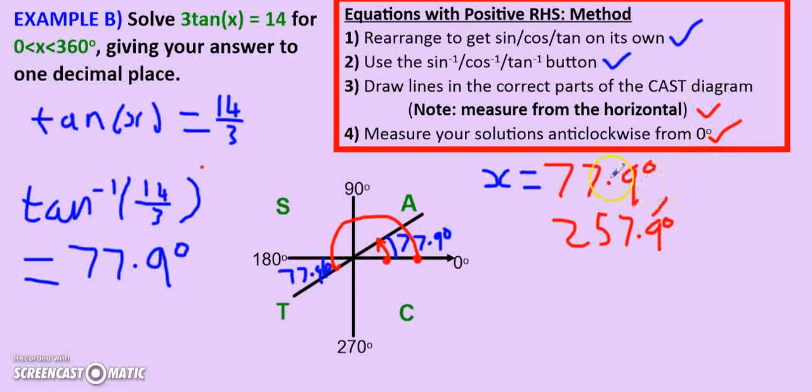So we've completed all the steps of our method, and we've got both of our answers, 77.9 degrees and 257.9 degrees. And if you want to check on your calculator, put in 3 tan 77.9 if you're in degrees mode. You'll get something close to 14, close to because of the rounding there. 3 tan of 257.9 will also get you a value very close to 14. So those to the nearest 1 decimal place are the correct answers for x. Let's do one more example.